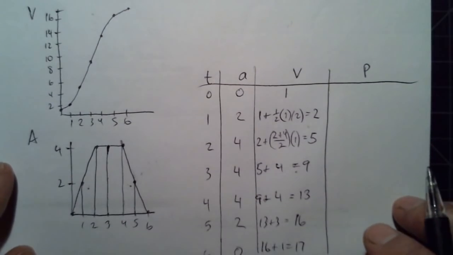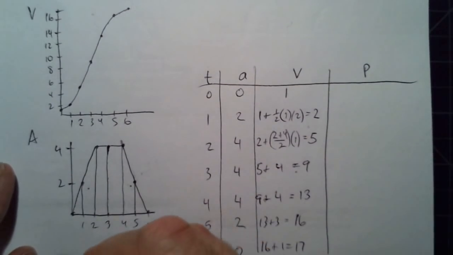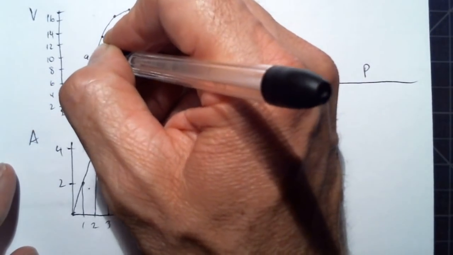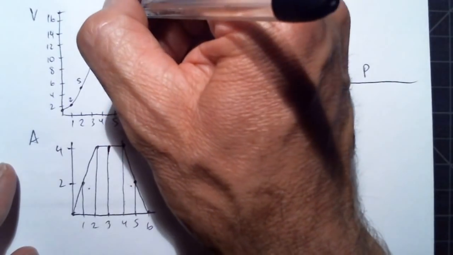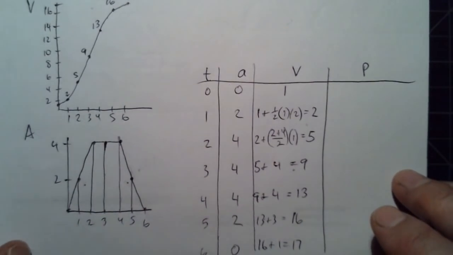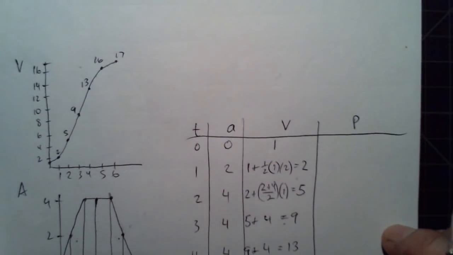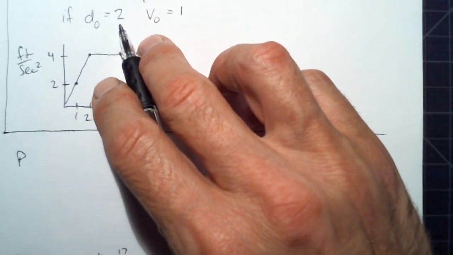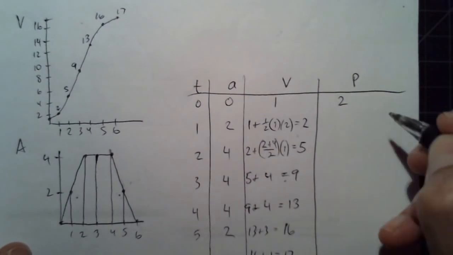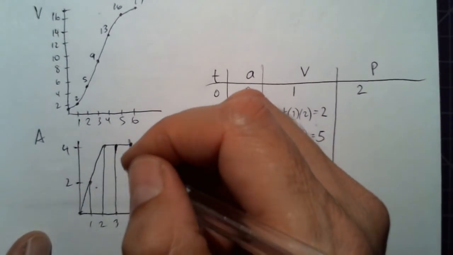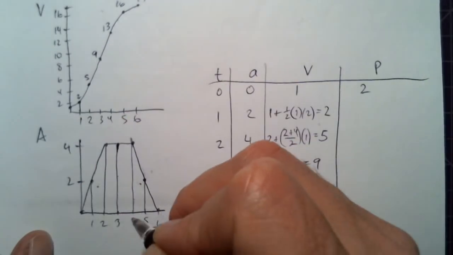Now we just have to find the areas here, and let's just write down that this is a 2, 5, 9, 13, 16, 17 to help us find the areas using triangles, trapezoids. We need the initial position is 2. So we know we're starting at 2. Then we're going to find the areas here.